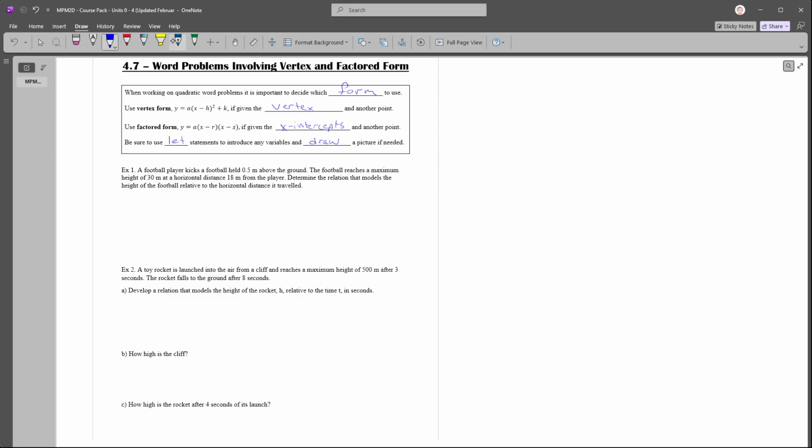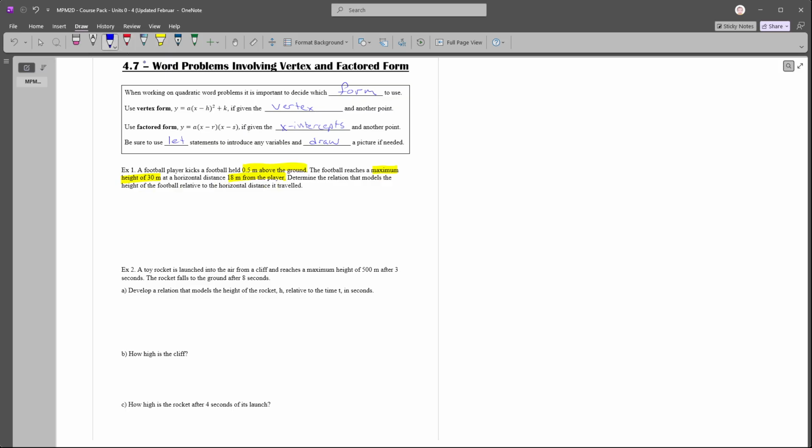So let's get into this. I'm going to turn to highlighter mode here, because it's important that we highlight the key information. A football player kicks a football held at 0.5 meters above the ground. So it's starting at 0.5 meters above the ground when he kicks it. The football reaches a maximum height of 30 meters at a horizontal distance of 18 meters from the player. Okay. Determine the relation that models the height of the football relative to the horizontal distance it's traveled.